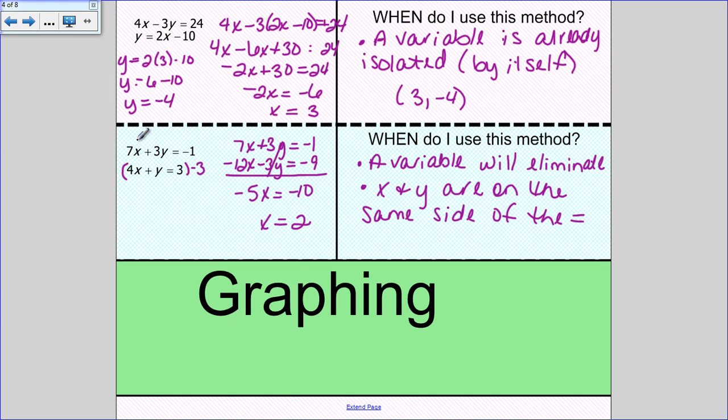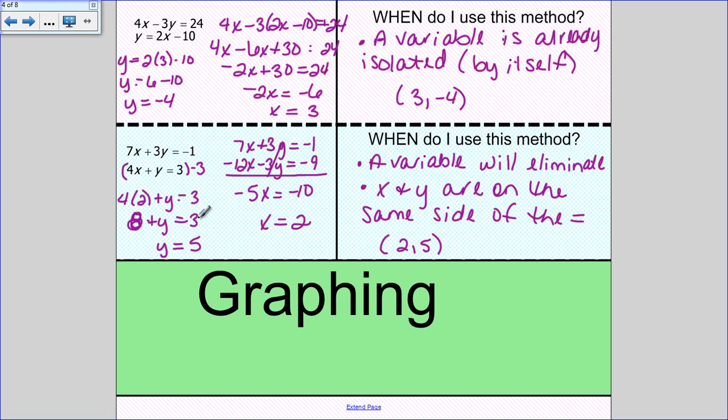That becomes negative 5x equals negative 10, and so x equals 2. Now I take this and substitute back into either one of these equations to find y. I'm going to use the bottom one. So I have 4 times 2 plus y equals 3. And so I have 8 plus y equals 3. And when I subtract 8 from both sides, I get that y equals 5. So my ordered pair solution for this is 2, 5.